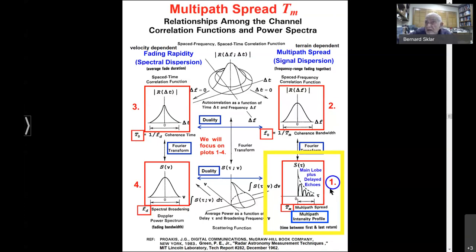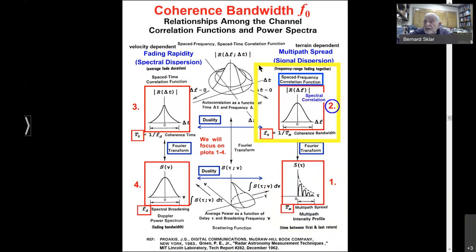And so what you see here, number one, is known as the multipath intensity profile, showing you the received signal S of delay as a function of delay time, where what is plotted here is the main lobe plus the delayed echoes. That sort of exponential shape to it is very typical of what you're going to see in nature. And then if you take the Fourier transform of that, what you see here is known as the spaced frequency correlation function. And what that is really giving you is something called a coherence bandwidth.